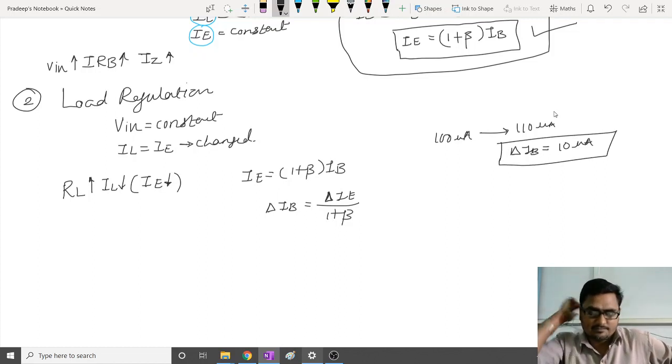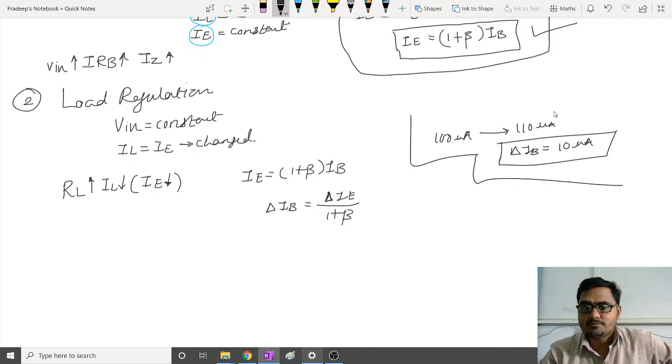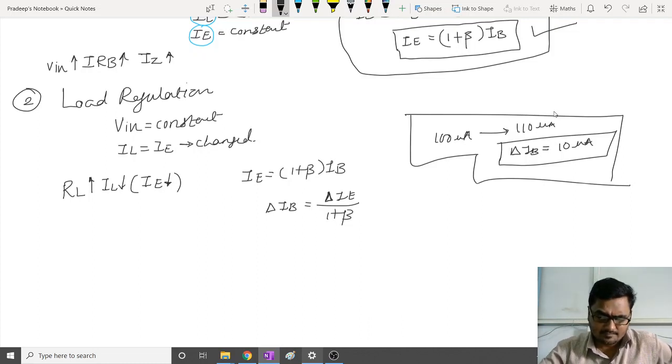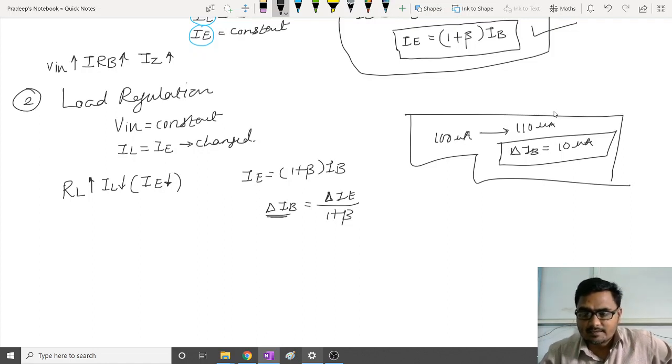So what is the change in IB? This is an ideal concept that I am telling you right now. Come to the point: delta IB is equal to delta IE divided by (1 plus beta). But now look at this. I am talking about delta IB, and you remember this: there is a Zener diode in our circuit and there is the base of a transistor. Look at this, this is the base of the transistor.